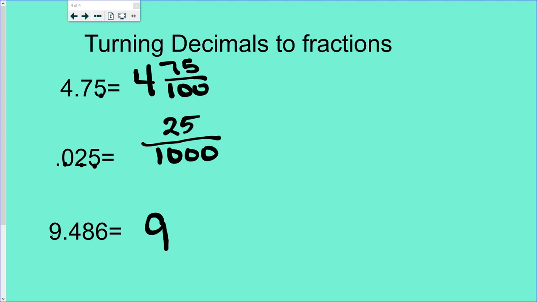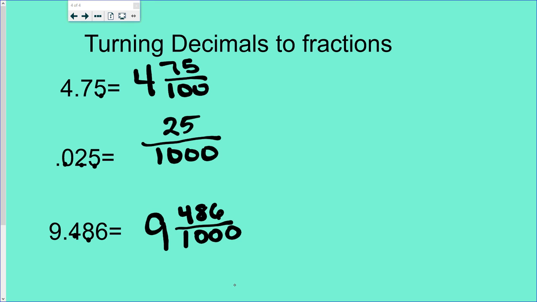Okay? 9 is my whole number. Now I have 486. That's going to go as my numerator. And then my denominator, ones, tenths, hundredths, thousandths, or 1, 2, 3. 3 zeros with that 1 in front of it. So we have 9 and 486 1,000ths.